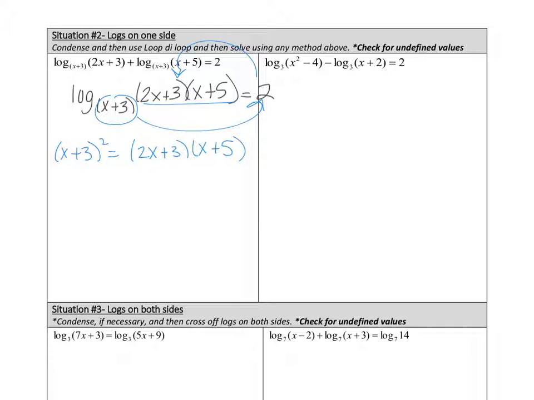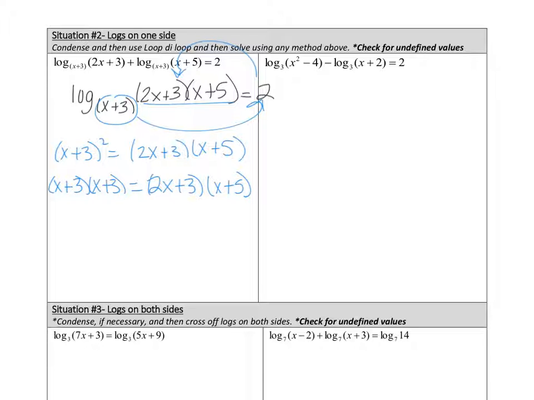Now again, basic algebra to solve. So this becomes x plus 3 times x plus 3 equals 2x plus 3 times x plus 5. Alright? So I'm going to set you up for the second problem over here, and then I want you to solve both of these with the algebra.